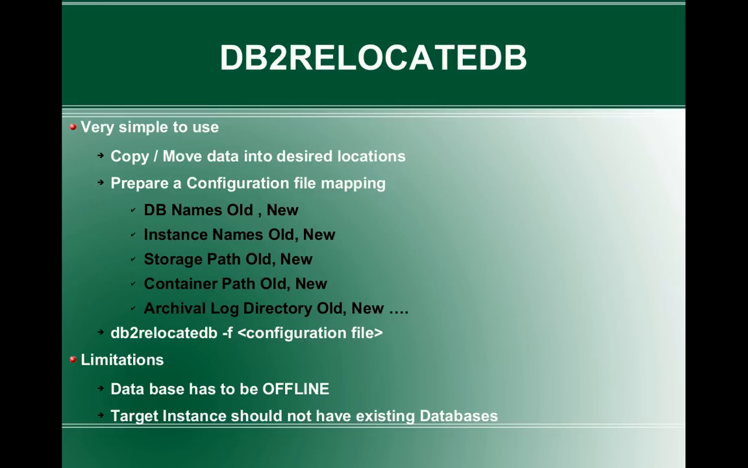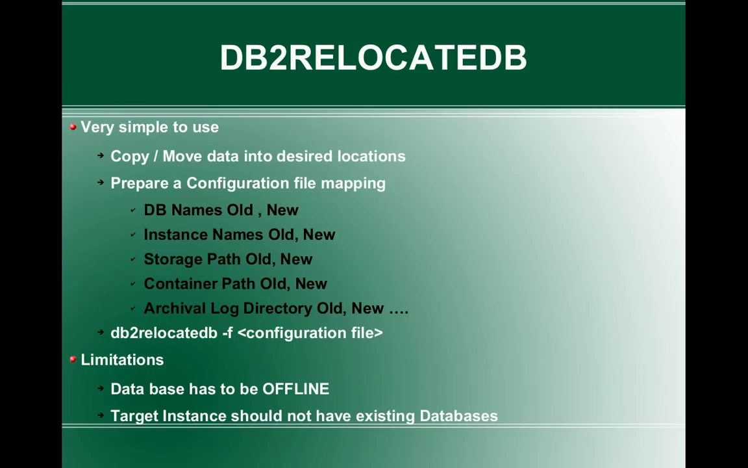The next step is to prepare a configuration file mapping. Here is where the real power of the Relocate DB utility comes in. Based on this configuration file, you can achieve multiple things. The contents of the configuration file will have DB names, old and new, which means what is the old DB name and what is the new DB name. So when you are copying, it will also rename the database. Similarly, the instance name, what is the old and what is new.